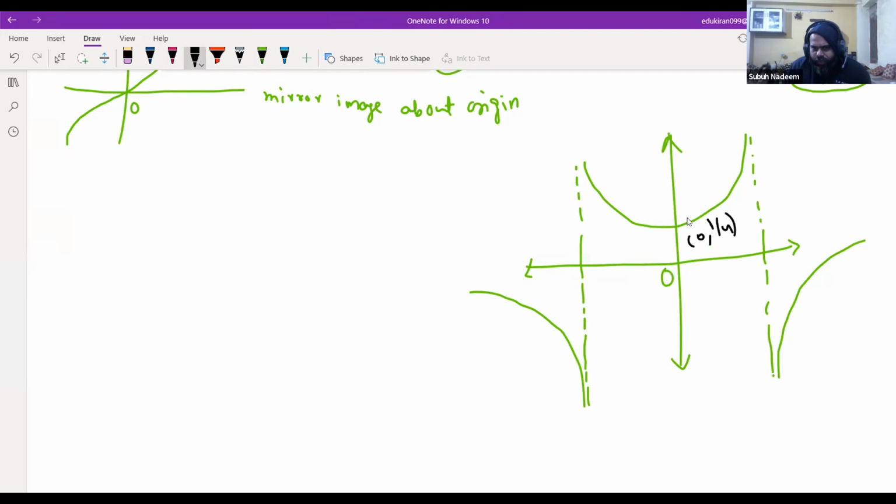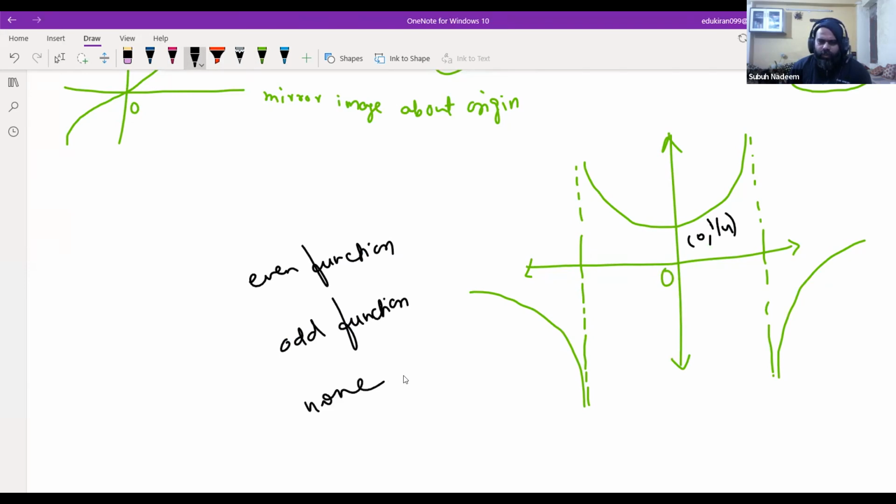So can you tell me whether it is an even function, an odd function, or none of them? It may be possible it is none of them, neither a mirror image about the y-axis nor the origin. So can you tell me about this? If it's even, it'll be even, right? Yeah, it will be even.